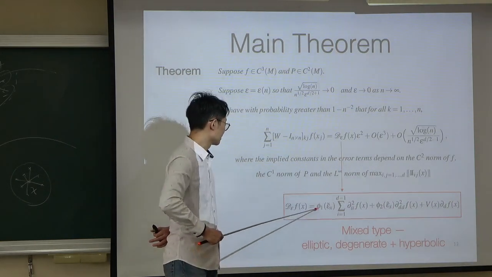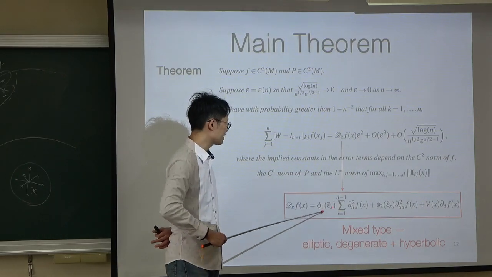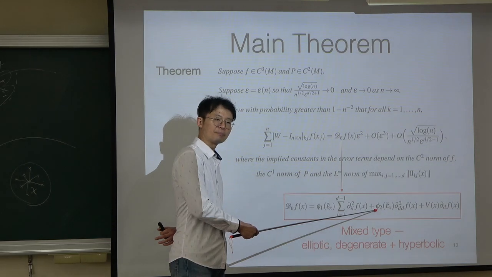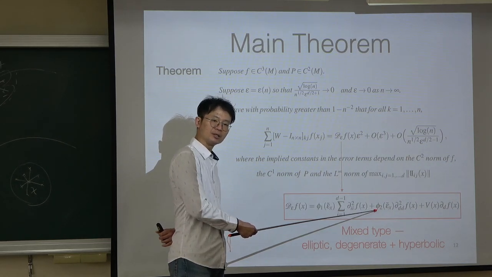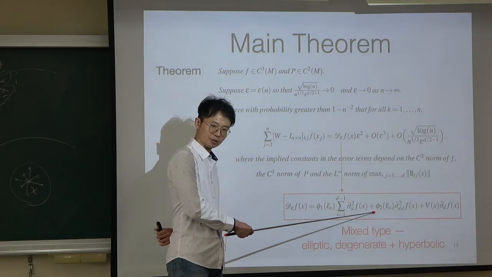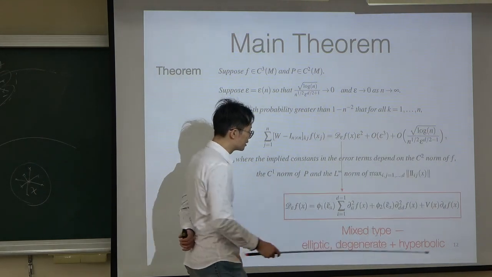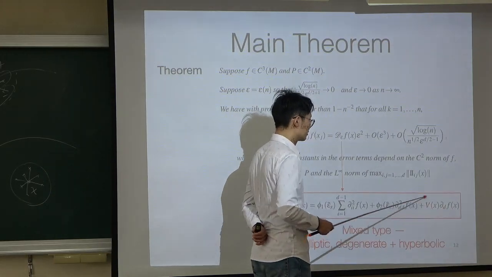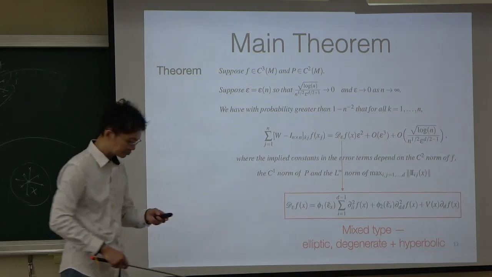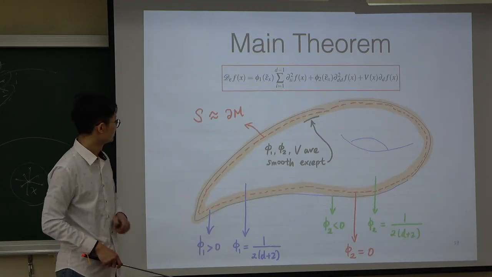Why? We will see this phi 1 will always be positive, but phi 2 will go from positive in the interior to negative near the boundary, and it's continuous. So it will cross 0. And you also have a first order term in the normal direction. So what is this operator? Let's take a careful look.